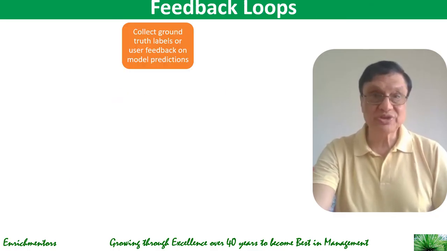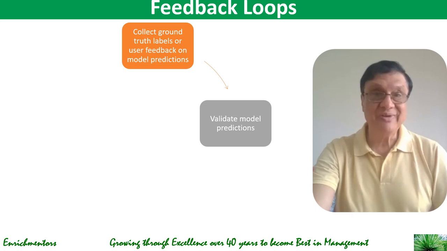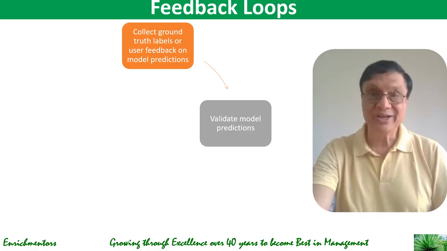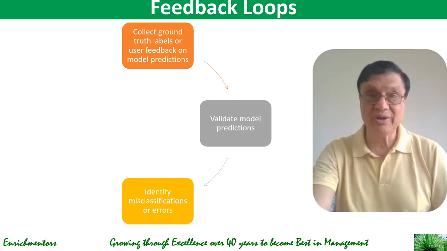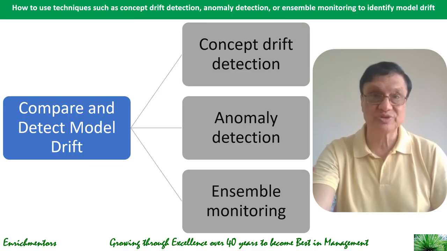Establish feedback loops to collect ground truth labels, what is happening in real life, or user feedback on model predictions. Use this data to validate the model predictions, identify incorrect classifications or errors, and trigger corrective actions or model updates in response to the drift detection. That's how you set up the feedback loops.